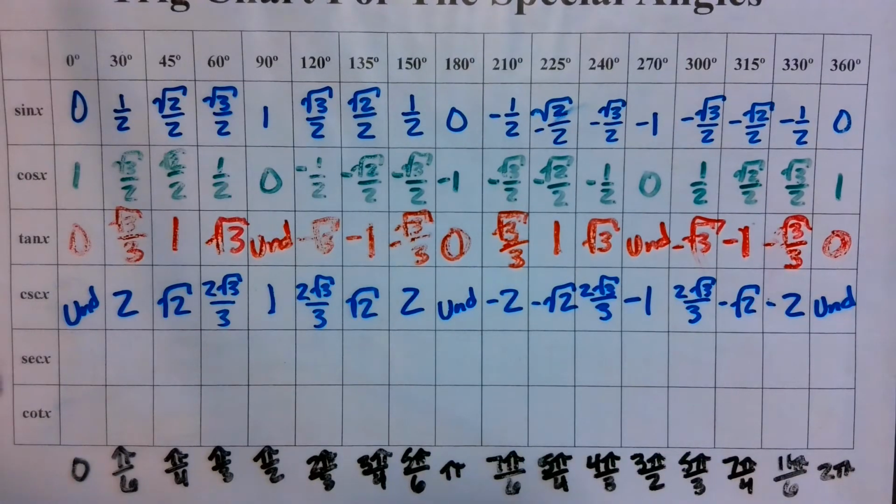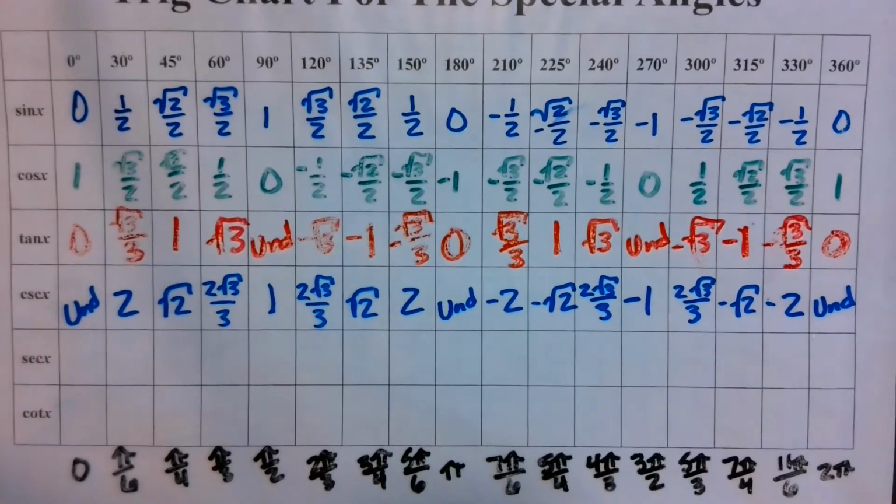Because secant is going to be really similar, just finding the reciprocal of cosine instead of from sine to cosecant, finding the reciprocal of sine. Pause the video, see if you can go ahead and find all of the values of secant for these angles.